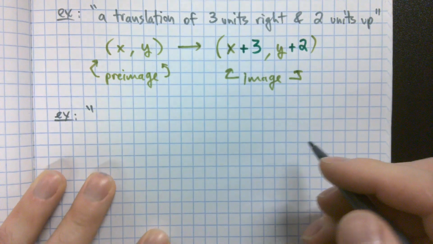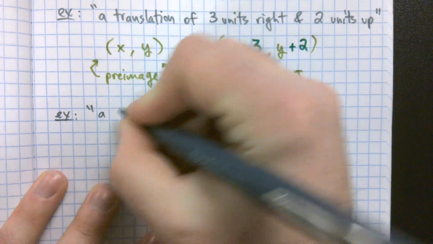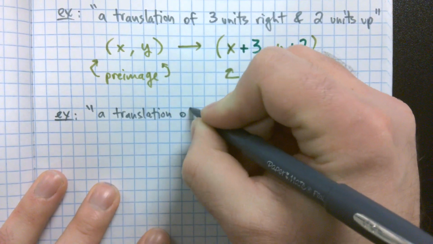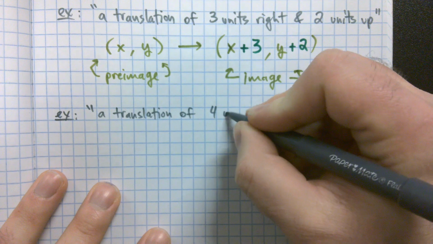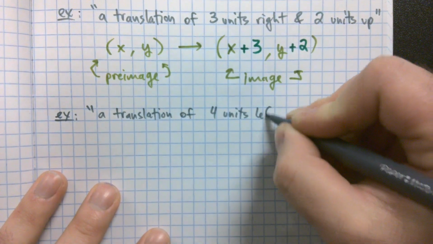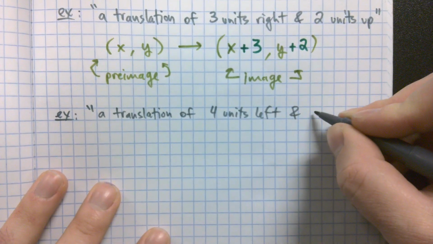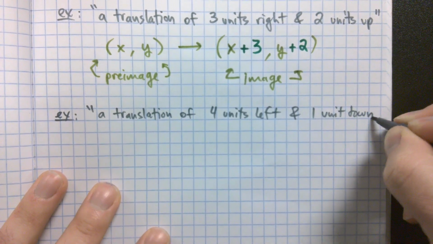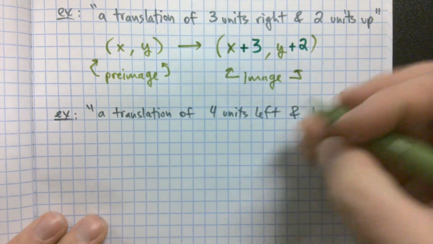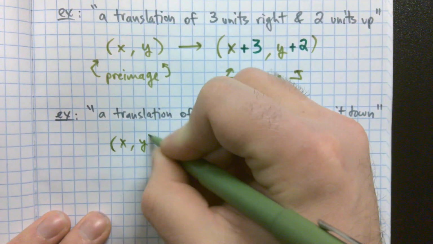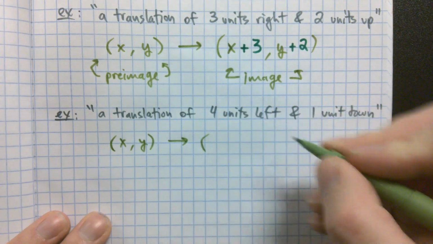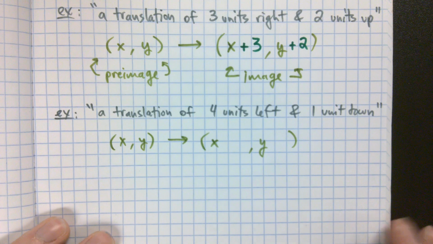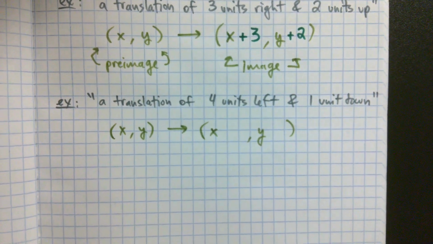Let's do another one. Let's do a translation of 4 units left and 1 unit down. We're starting with x comma y as our pre-image. We're again going to be changing our x coordinate and our y coordinate.